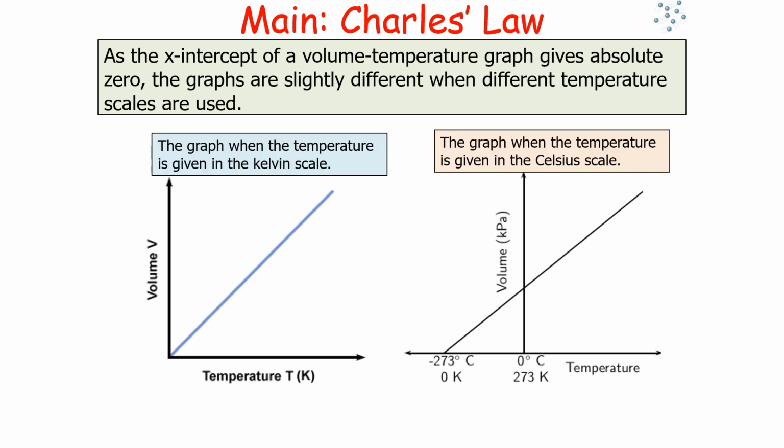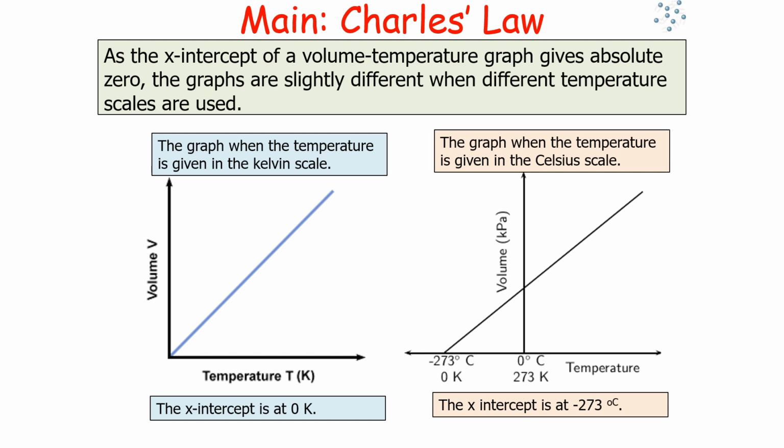So the graph on the left hand side is when the temperature is given in the Kelvin scale, while the graph on the right hand side is when the temperature is given in the Celsius scale. So the x-intercept in the left hand side graph is given at 0 Kelvin, whilst the x-intercept on the right hand side is given at minus 273 degrees Celsius.